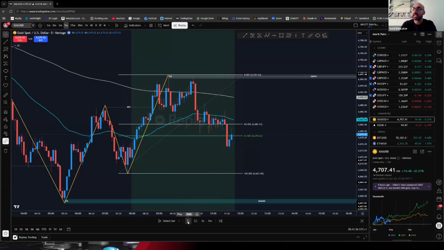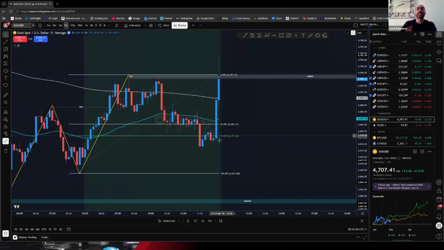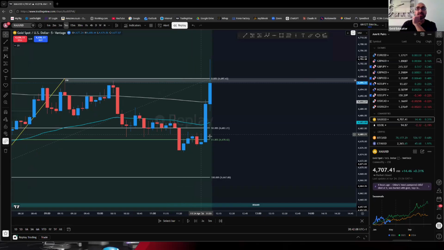Does price hit it? It does hit that 618. Is it going to give us an engulfing pattern? Even though price bounced off the 618, it did not give us our engulfing candlestick pattern. So in this scenario, no trade.